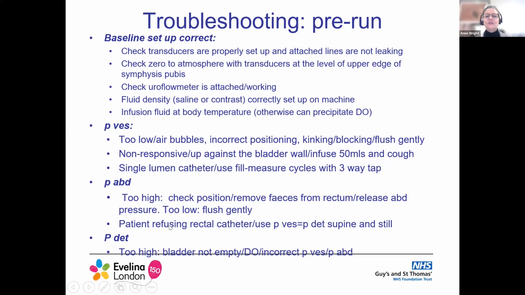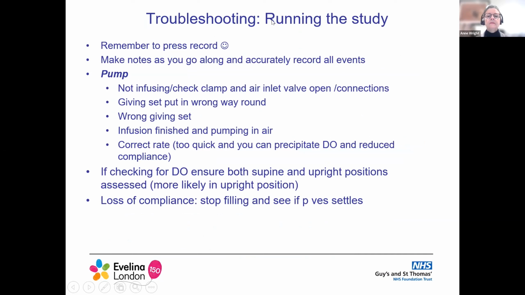If your pdet is too high, you need to fundamentally check your PVES and PABD are correct in the first place. But it might be that your bladder is not empty and you have poor compliance. It might be that the child's in the middle of voiding, particularly the little ones, or that there is sustained detrusor overactivity. And of course, you can't have a negative pdet in theory, so you need to correct all of that.